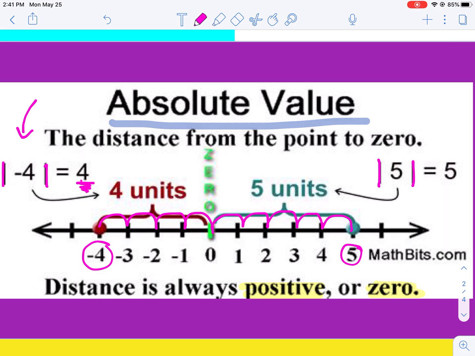If they asked you to find what's the absolute value, I'll do it up here. What's the absolute value of 0? Well, that's just going to be 0, okay? So that's also something that you want to think about.